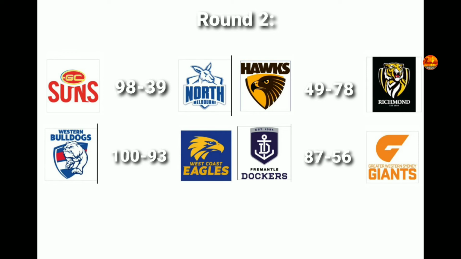And then later that night, Fremantle Dockers defeating the GWS Giants in what was kind of an upset. Fremantle winning 87-56, but they were still inaccurate.